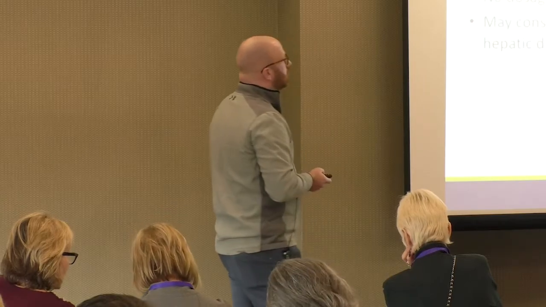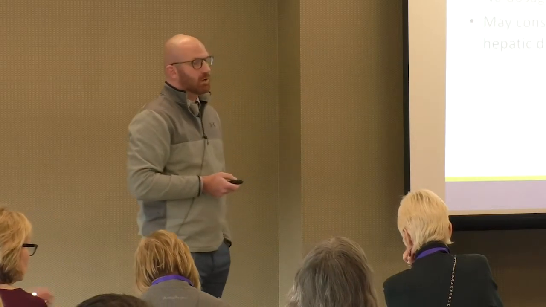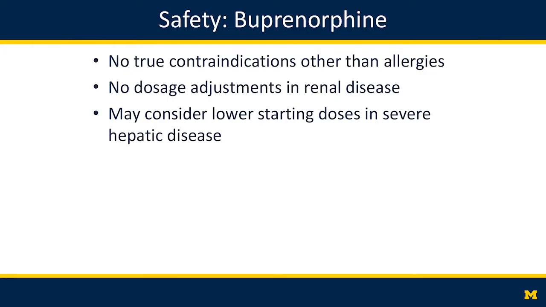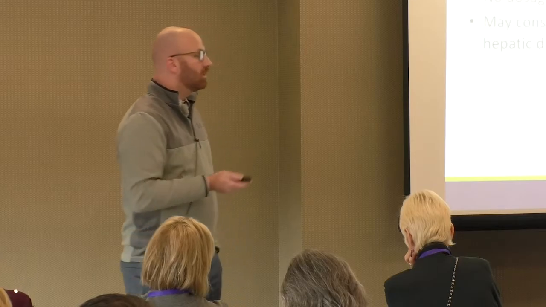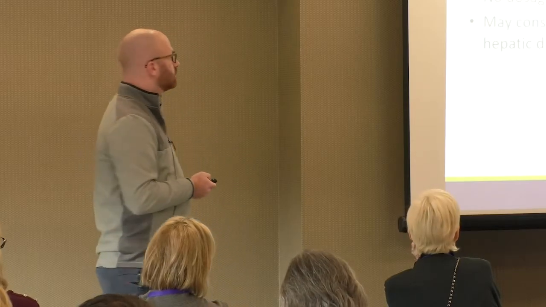So buprenorphine, there's really no true contraindications to this drug other than allergies. So it's kind of the first thing you should think of is, are there contraindications that I can't use it? Next should be, do they have renal or hepatic dysfunction that would limit my ability to use it? There's no adjustments in renal disease. You can use it in patients with severe hepatic disease as well. You just start lower. So from the perspective of buprenorphine, we're fine with this drug. It's okay to use.